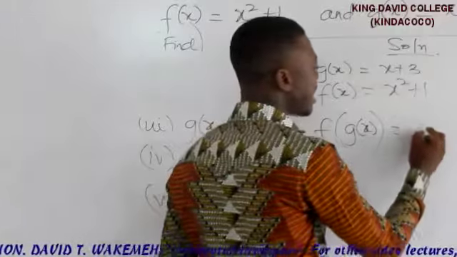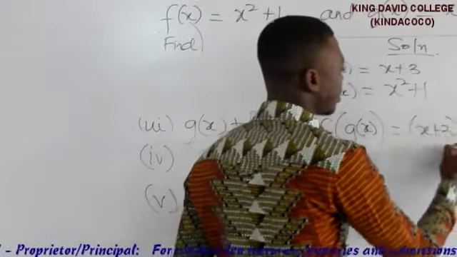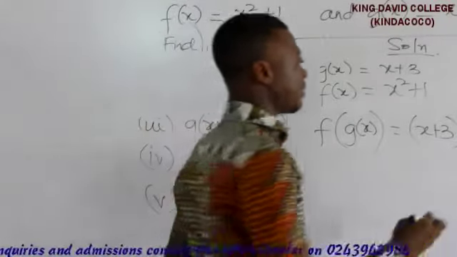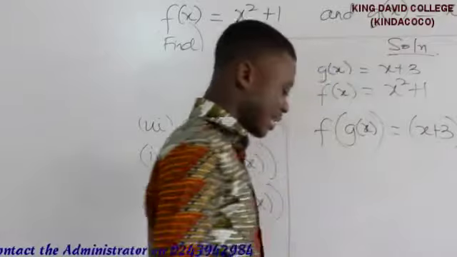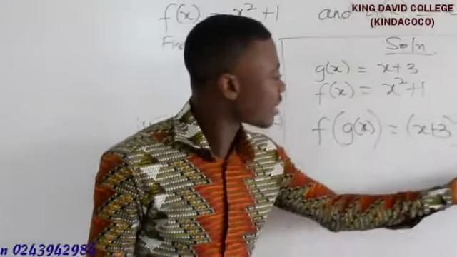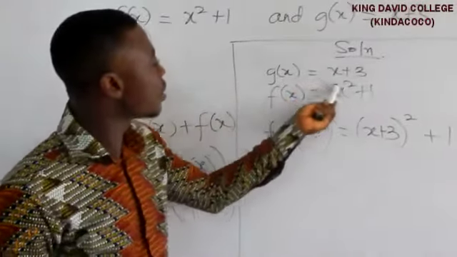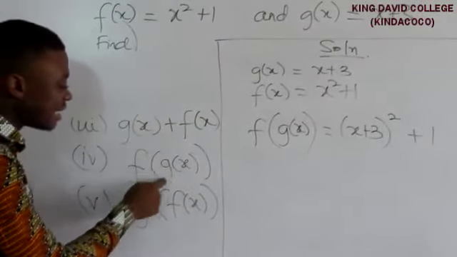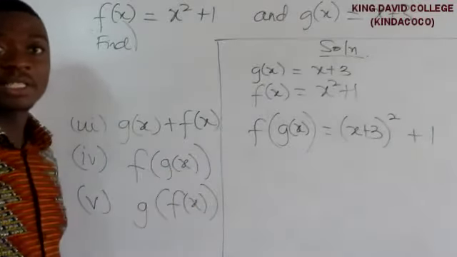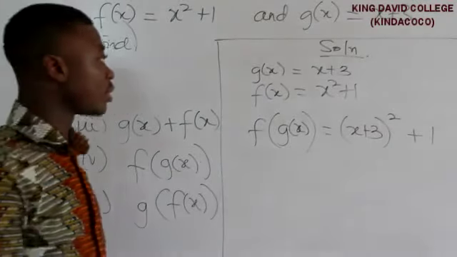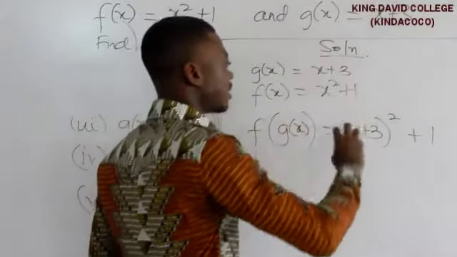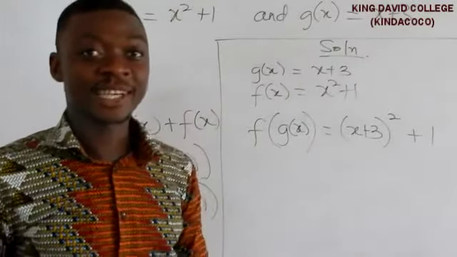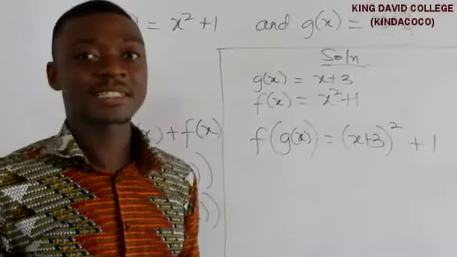So it's going to be (x plus 3) squared, plus 1. You can see, instead of it being x squared plus 1, the x has been replaced by the whole g of x function, as the question is demanding that the x in here should be replaced by the whole g of x function. So all you need to do is to pick the g of x function and put it in place of what? x inside the f of x function. When you do that, then the rest is just history.